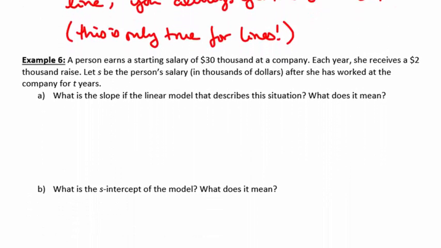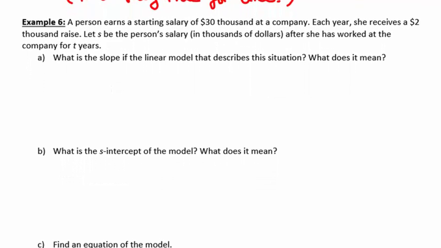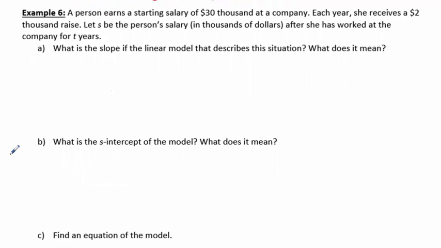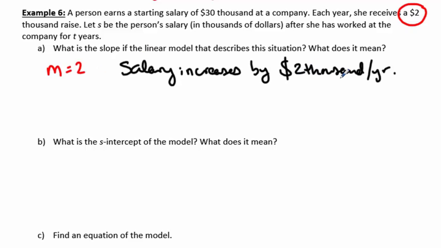If we look at example 6, a person earns a starting salary of $30,000 at a company, and each year she receives a $2,000 raise. We can interpret those values as part of an equation. The $2,000 raise or increase that she gets each year is going to be the slope of a linear model. When 2 is the slope value, it means that her salary increases by $2,000 per year.